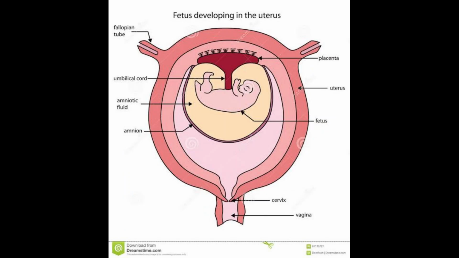Then, which hormone is responsible? The uterus produces hormones that regulate the menstrual cycle and prepare the endometrium for pregnancy.